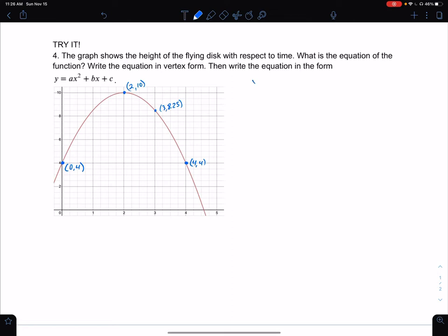So let's start with vertex form. And let's plug in some values. So my y value is going to be 4. We're going to take that from here. We're trying to solve for a. My x value is going to be 0. I'll highlight these in a second. My h value will be 2. And my k value is going to be 10.